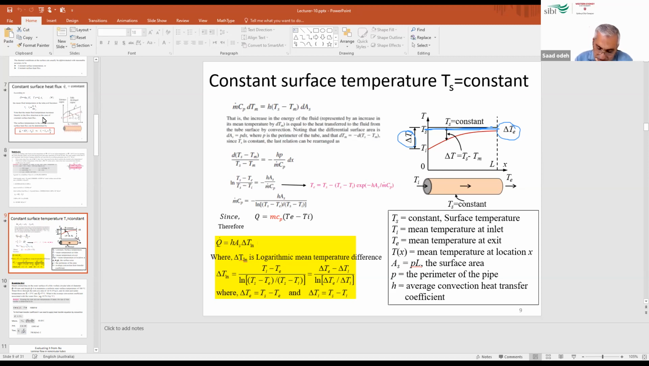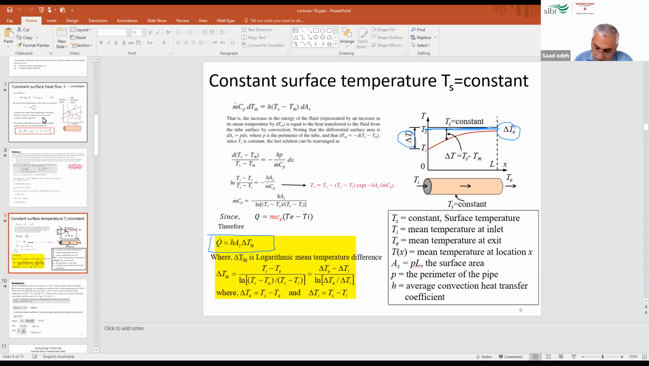As you can see here, q dot also follows Newton's law, but the difference is in delta T. We have h, the heat transfer coefficient, that's the same as we used in the previous equation. Also, the surface area is the same, nothing changed, because this is the surface area of the cylinder, the tube or the pipe. But delta T here is different. So delta T is the logarithmic mean temperature difference.